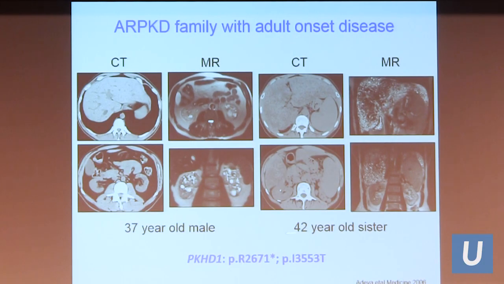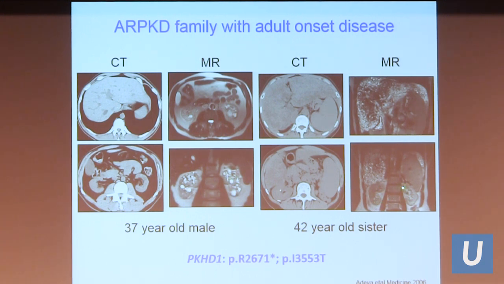So sometimes ARPKD can also look somewhat like ADPKD. You know that the typical presentation of ARPKD is in infancy with hugely enlarged kidneys, but sometimes we can see this presentation in adults. These are two siblings here. In this case, there's some dilation of the bile ducts, and there are multiple cysts, although you can see the kidneys are not very large in this patient.